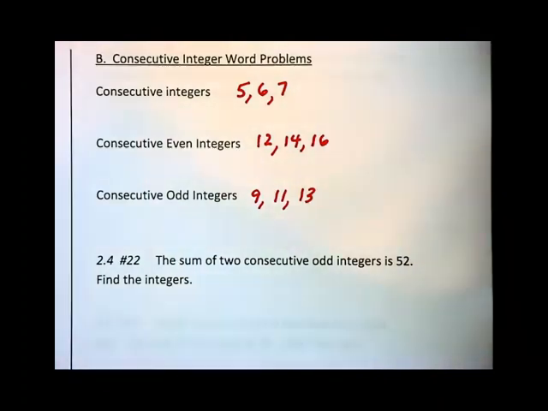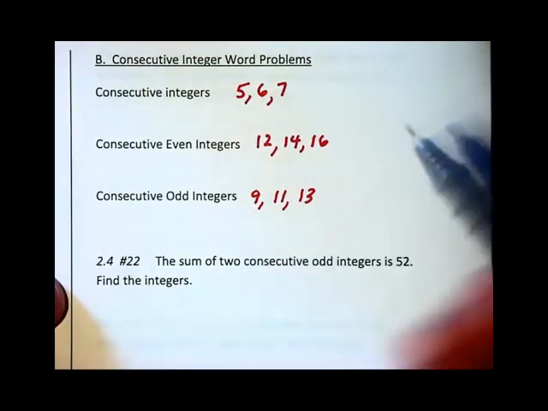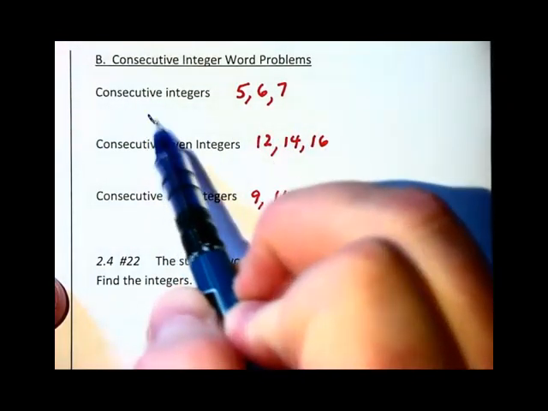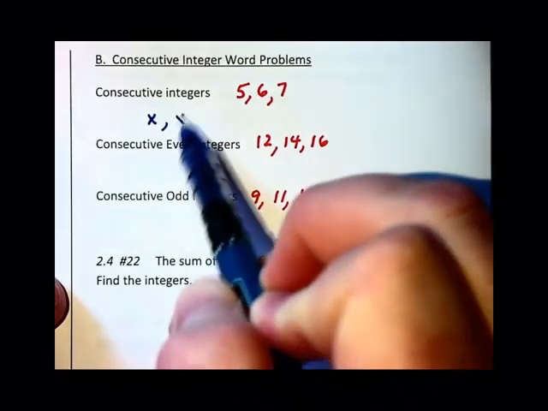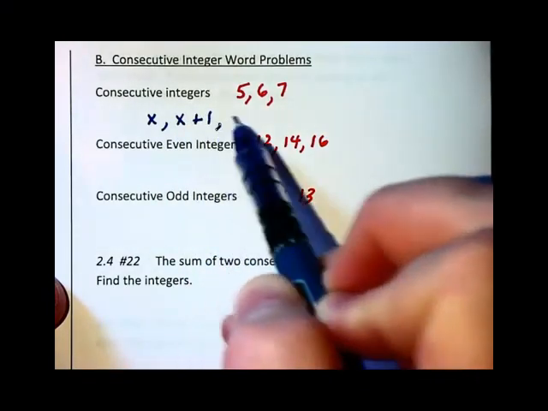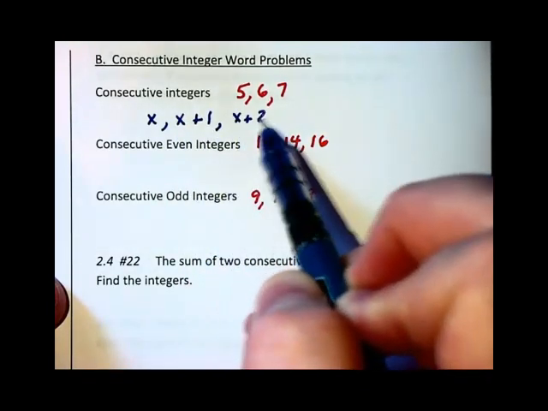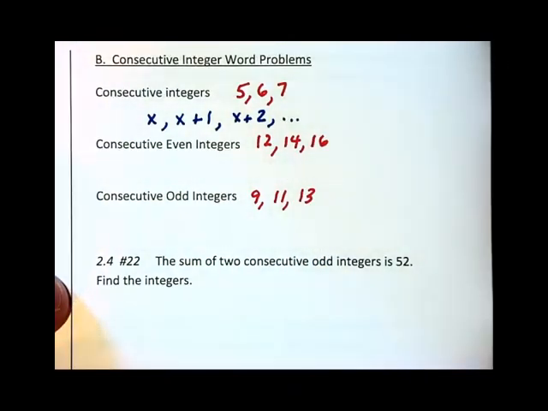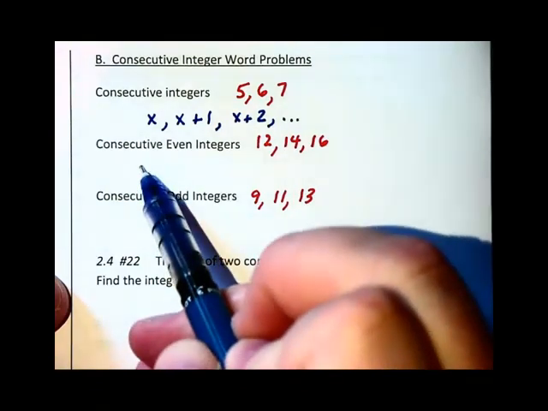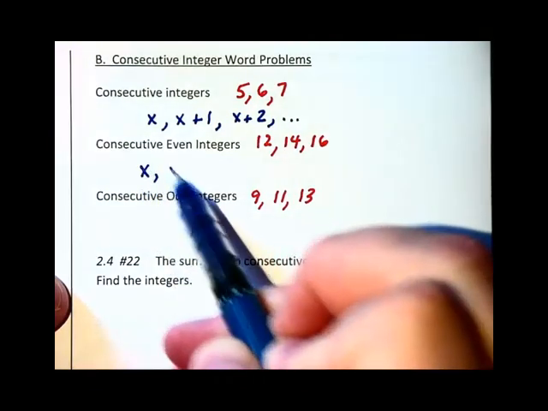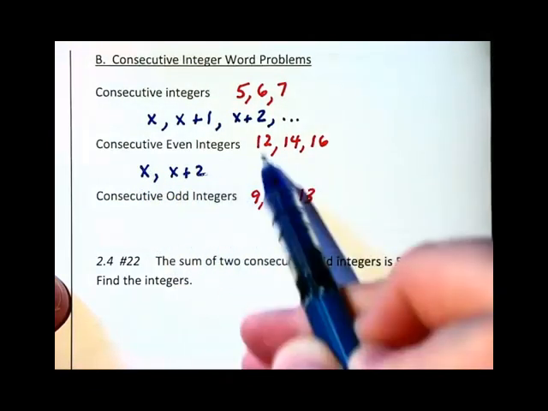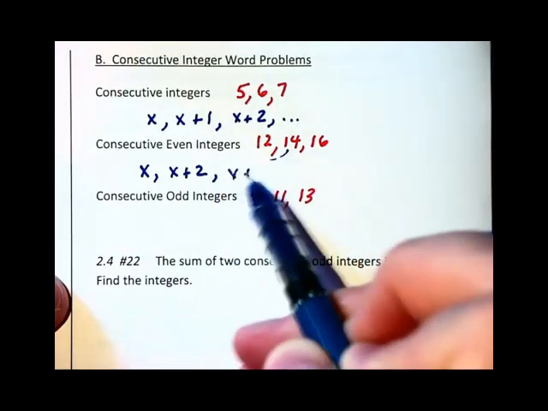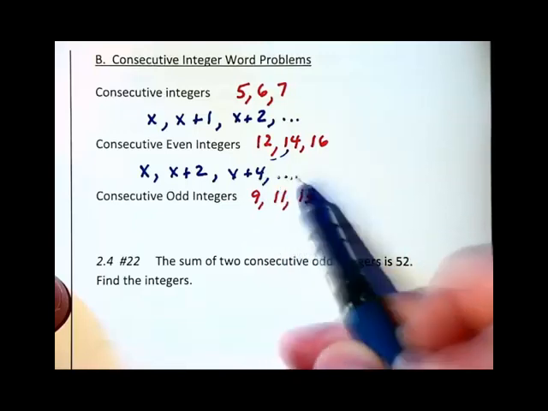Now, algebraically, we want to represent these using variables. So instead of 5, 6, 7, I'm going to say consecutive integers can be written as x, x plus 1, the number right after it, and x plus 2, the number right after that, and so on. We could have x plus 3, x plus 4. When I have consecutive even integers, that will be represented by x, x plus 2, because I'm adding 2 to go from the 12 to the 14, followed by x plus 4, and so on.